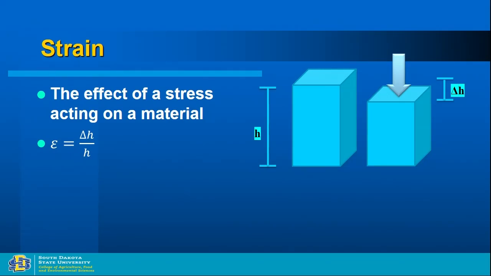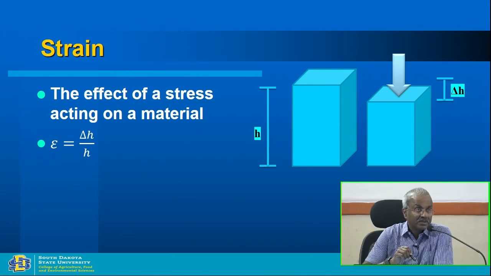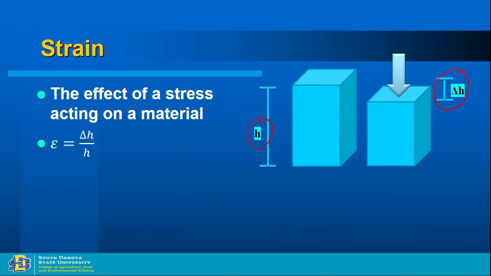The strain is nothing but the effect of stress acting on a material. So how much force you apply, stress you apply, corresponding strain you can calculate, which is initial height is h, and then when you deform the sample, this is delta h. So delta h over h gives you the strain data. So everybody with me? Stress and strain. That's more important than the force and deformation.